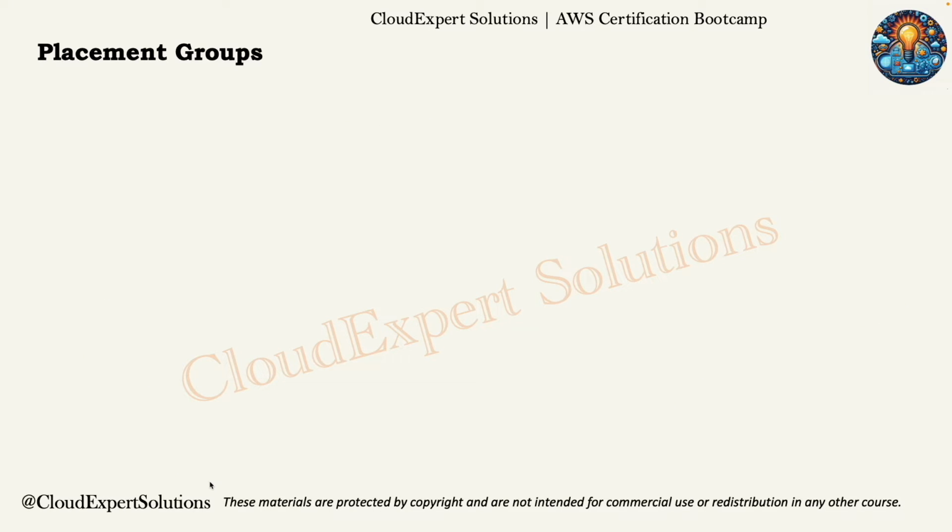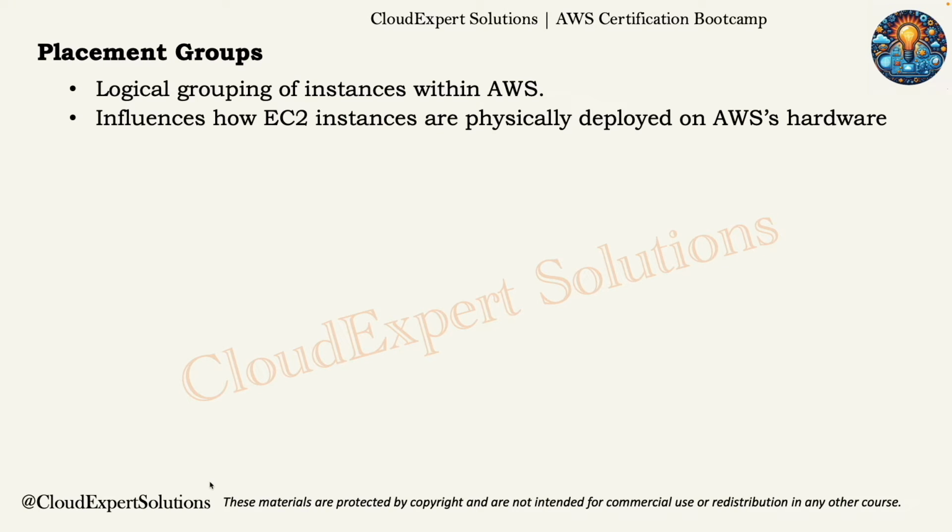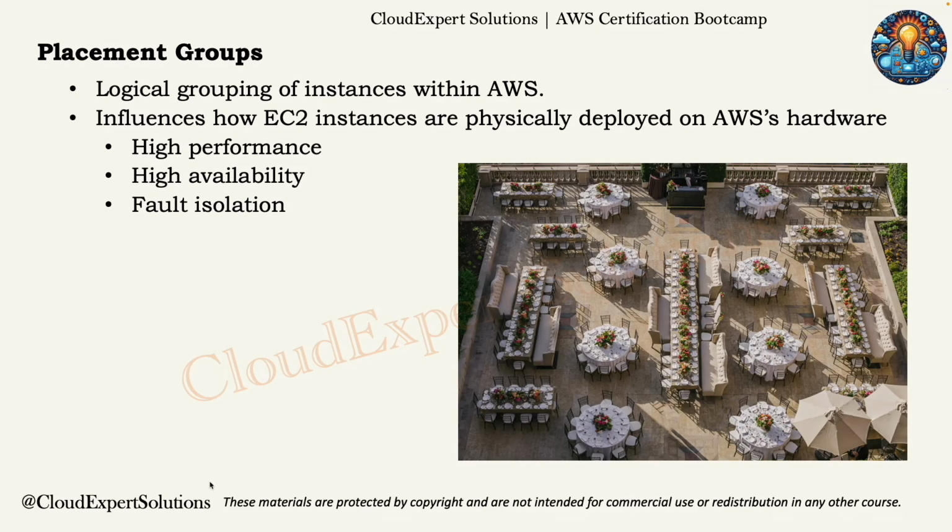An EC2 placement group is a logical grouping of instances within AWS. It controls how EC2 instances are placed on the underlying hardware to meet high performance, high availability, and fault isolation. Think of a placement group like a seating arrangement at a wedding where some guests should sit closely, that means they should have low latency, and some far apart, that means they are fault isolated, and others in a balanced section. Placement groups are AWS's way to optimize instance seating.